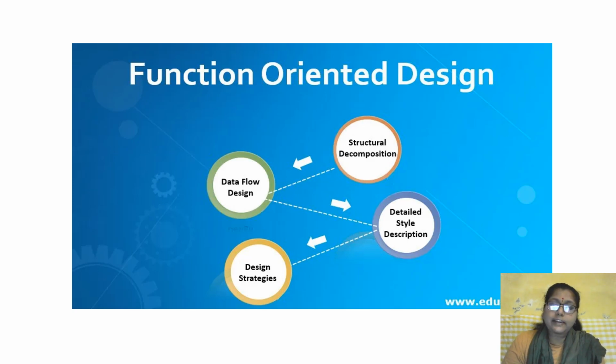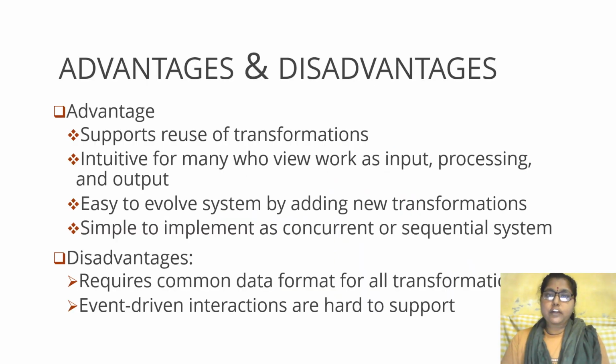This is the function-oriented design flow chart. Structural decomposition, then data flow design, then detailed design description, then strategies. These are the advantages and disadvantages of function oriented design. The advantages: it supports the reuse of transformations, for many people view work as input, processing and output. It is easy to evolve the system by adding new transformations. It is simple to implement as a concurrent or sequential system. The disadvantages: it requires a common data format in all transformations. Event driven interactions are harder to support.